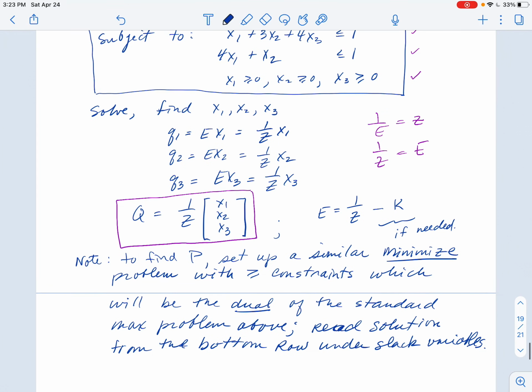Now, lastly, to find p, well, we'll go through this whole process again, right? But instead of looking at it from the perspective of the column player, we'll look at it from the perspective of the row player. And it turns out that everything is sort of flip-flopped. This one becomes a minimize problem with greater than constraints. And this would be the dual of the standard max problem that we have above. And we know from studying what the dual is that we read the solution of the dual from the bottom row under the slack variables when we solve a standard max problem.